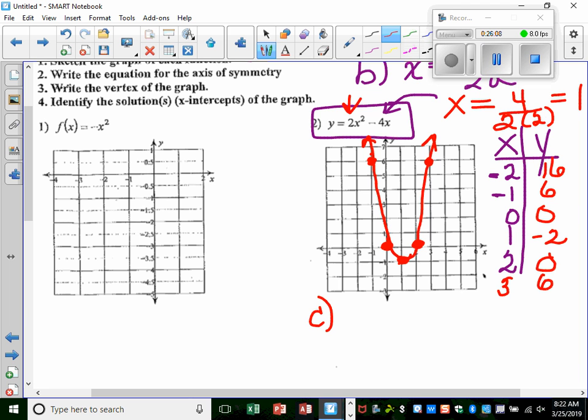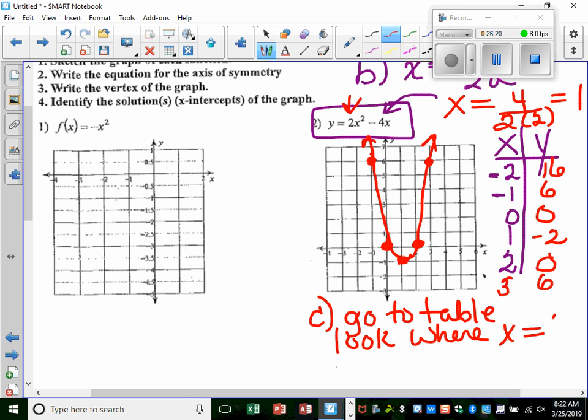I'm going to go to the calculator, go to the table, and look where x equals 1, which is right here. Okay, so 1 pairs up with what? Negative 2. There's my vertex right there. Okay, so that's part C.